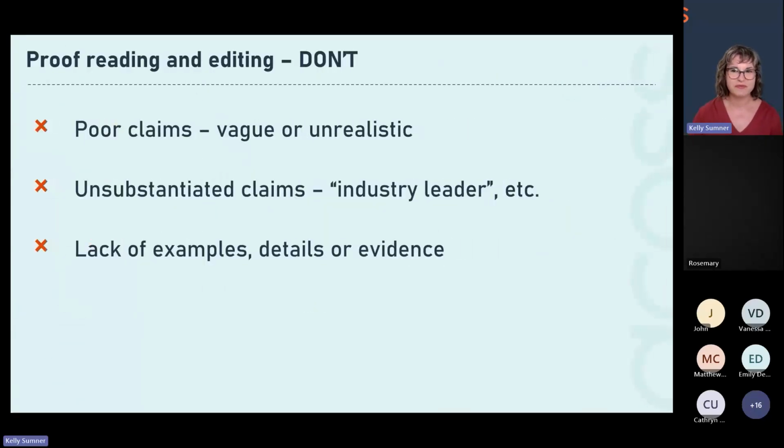Some don'ts. Don't make unrealistic claims. "My organisation is an industry leader" is a really common kind of language to hear. That sort of thing doesn't do any work for you. And make sure you're including those examples and that evidence. Think about that structure for responses where you've got your key message and then your evidence or examples supporting that.